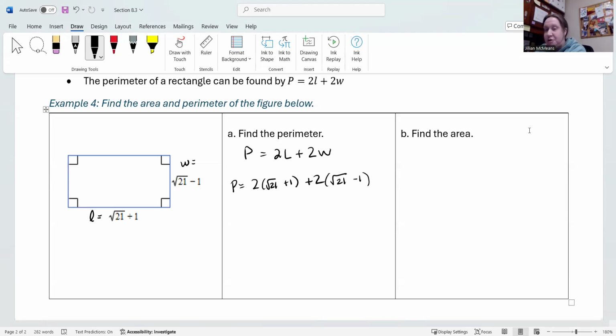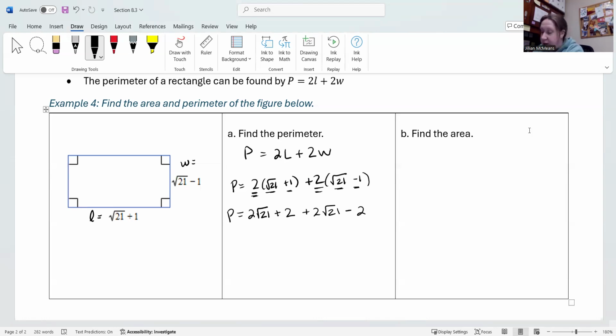So we're going to go ahead and distribute a 2 through both of these expressions. So distribute the 2 through the length, distribute the 2 through the width, and then combine like terms. So perimeter is going to equal 2 times the square root of 21. So that's 2 square root 21. And then 2 times 1, which is 2. Then for the second expression, I have 2 times the square root of 21. So that's just 2 square root 21. And then I have 2 times negative 1, which is negative 2.